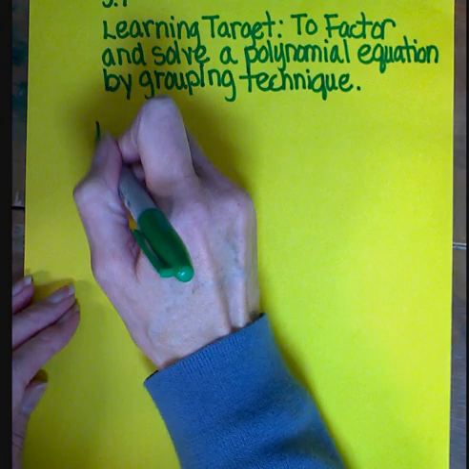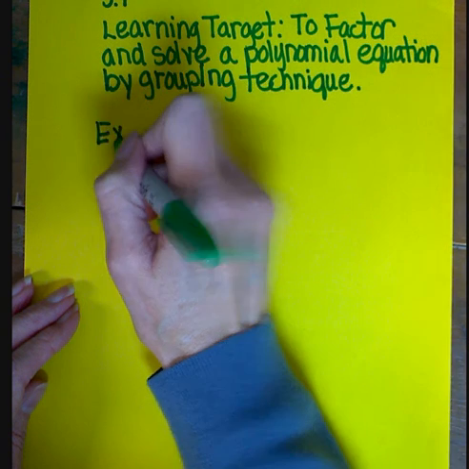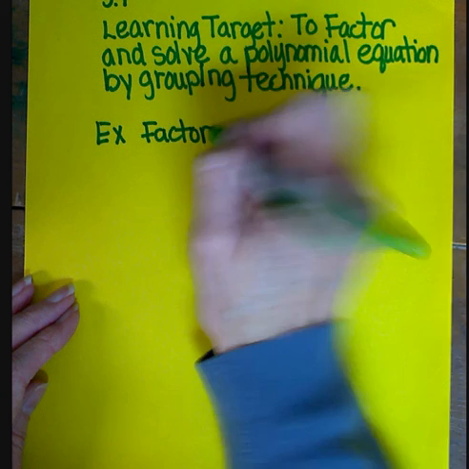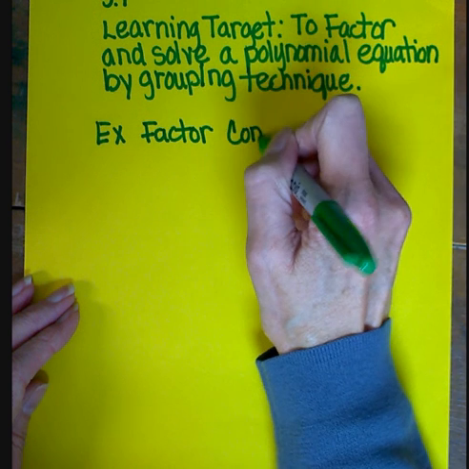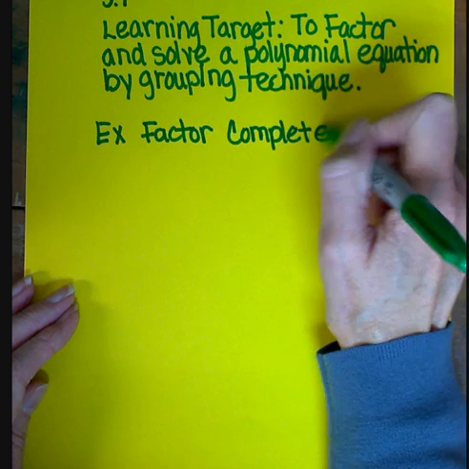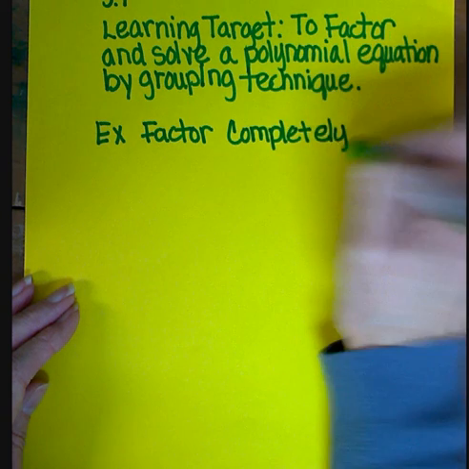So for example, the directions will say factor completely. Okay, this one we're not going to solve, we're just going to factor it completely. So that means we might have to do it more than once.